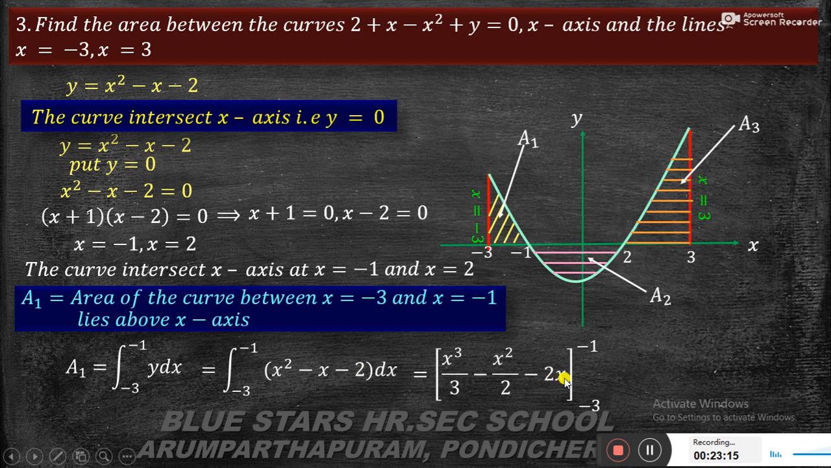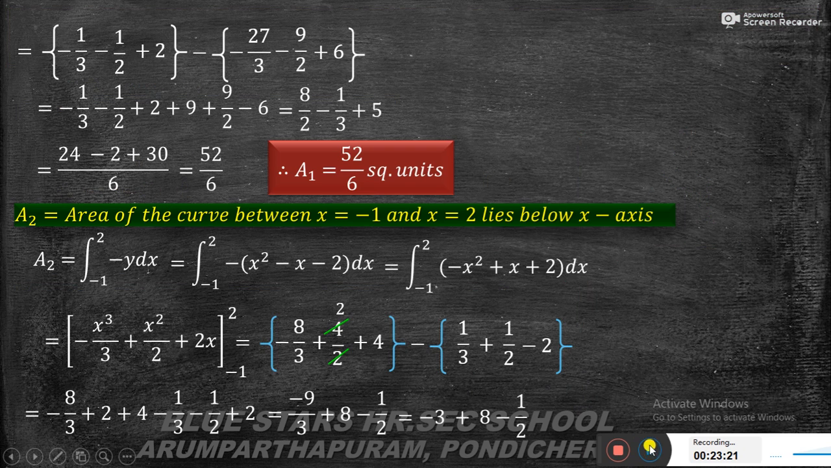So minus 2 into x, we substitute the limit minus 3 to minus 1. In the next step, you write it: minus 1 by 3 minus 1 by 2 plus 2, minus of minus 27 by 3 minus 9 by 2 plus 6. That means minus 1 by 3 minus 1 by 2 plus 2 minus into minus, 3 divides 27, 9, 3 is 27 plus 9. Next, minus into minus plus 9 by 2 minus 6.